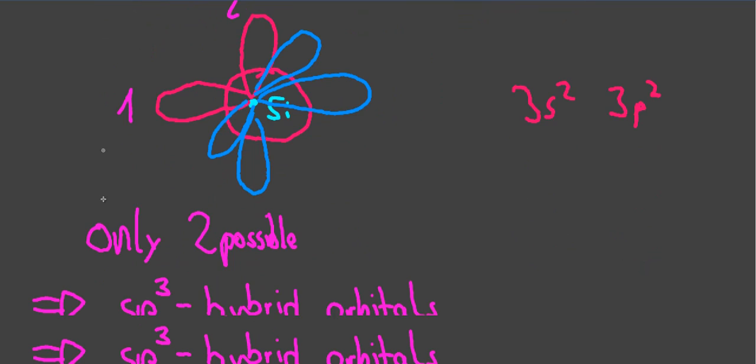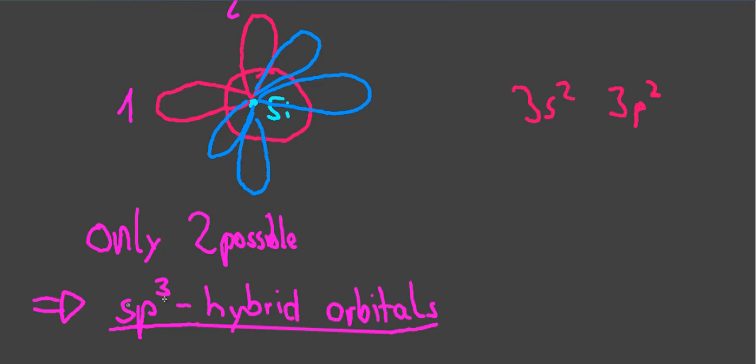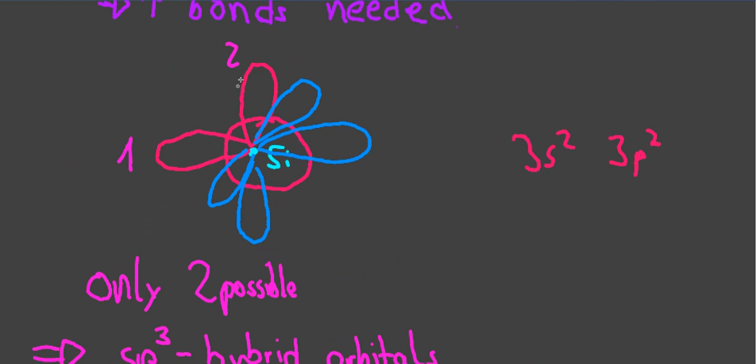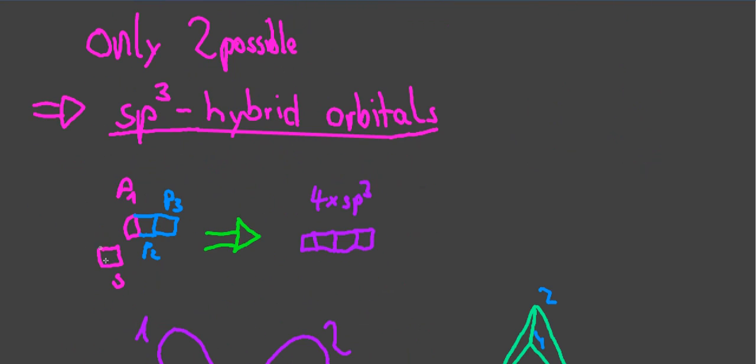So only 2 possible bonds, except we do sp3 hybrid orbitals, which means we have more energy in the p orbitals than the s orbital, so we give a bit of the energy of the p orbital to the s orbital, so we put them on an even footing. So from 1 s orbital and 3 p orbitals, we get 4 sp3 orbitals.